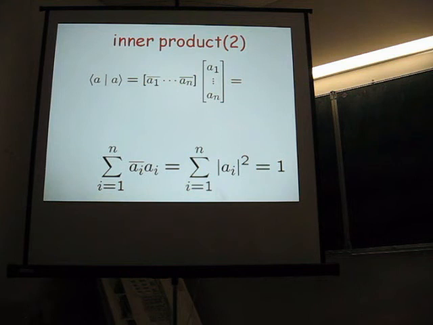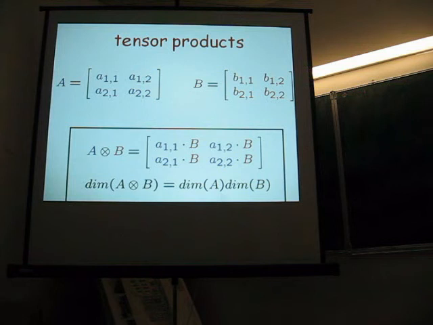Another thing that I'll be using is something called the tensor product, which you probably all know, but let me quickly run it by. We have a matrix A and a matrix B. Then the tensor product A tensor B is this larger matrix, which consists of 4 copies of B, and each copy of B has been multiplied with the scalar that was coming from matrix A. So in particular, the dimension of A tensor B is equal to the dimension of A times the dimension of B.